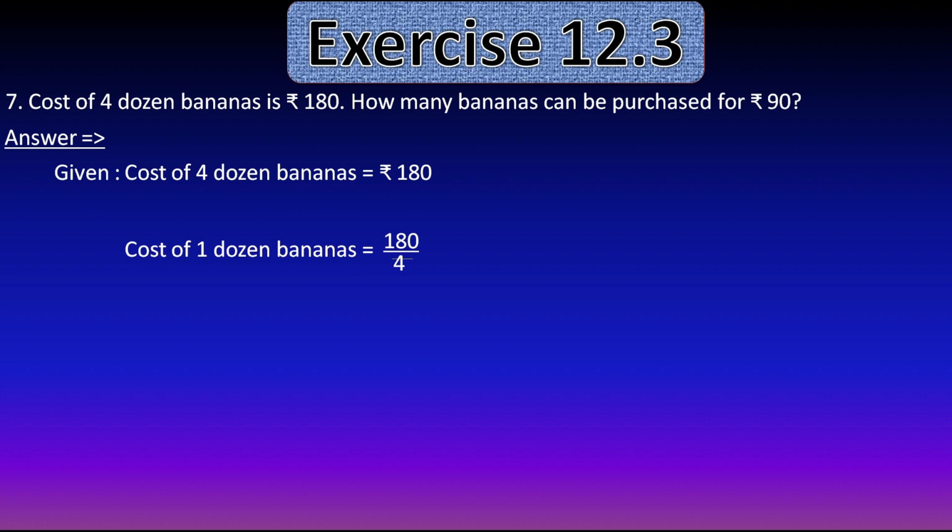So 4 ones are 4 and 4 fours are 16. 2 remains, 4 fives are 20. Therefore 45 is the answer. Therefore the cost of 1 dozen bananas is rupees 45.